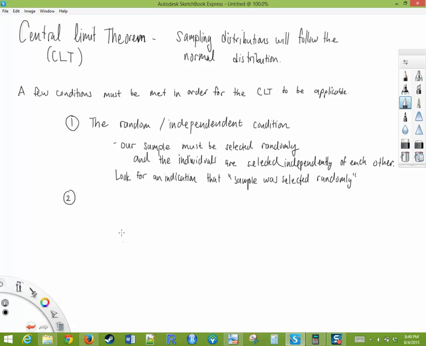Okay. And in the next condition, we want to make sure that the sample is not too big and not too small. So these are actually two conditions, and here we call this the large sample condition. Our sample cannot be too small. We want to make sure our sample is large enough.